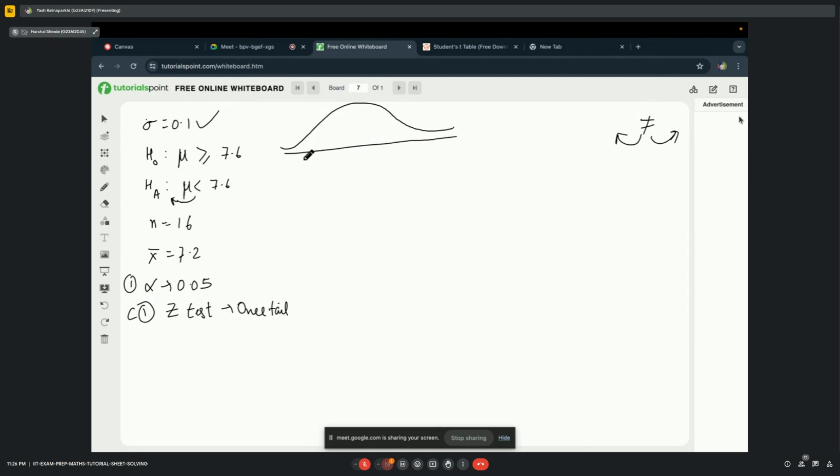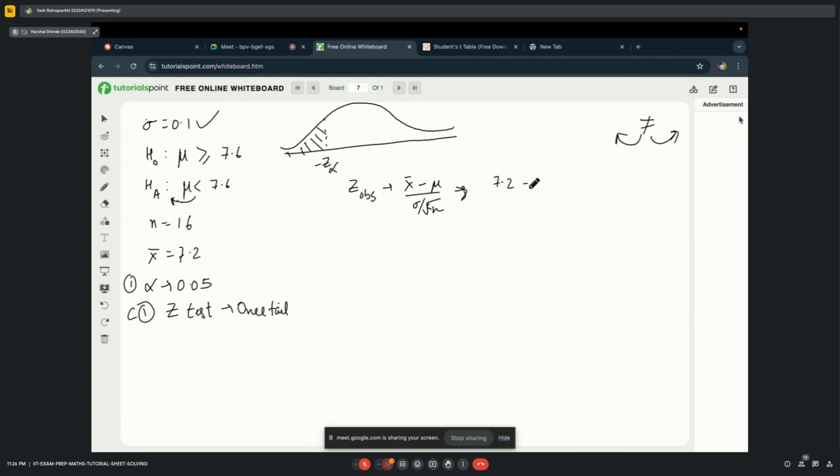Got it. Okay, ma'am, what will it be? Left tail, and left tail will be here. This will be minus Z alpha, right? Okay, Radhika ma'am, what is the formula of Z observed? X bar minus mu by sigma by root n. Okay, Prince, what is the answer of this? Can you tell me?